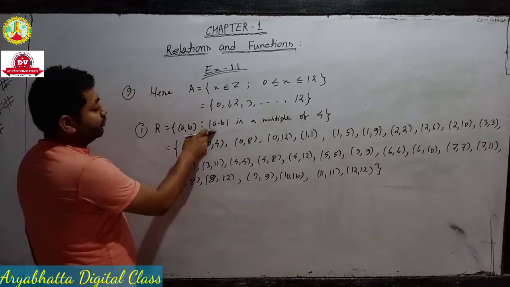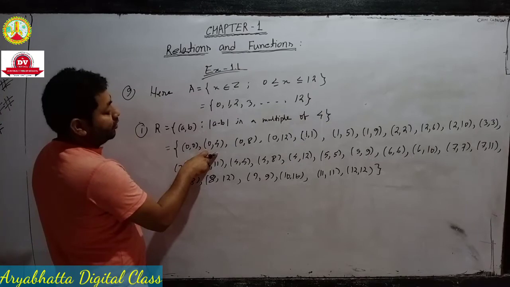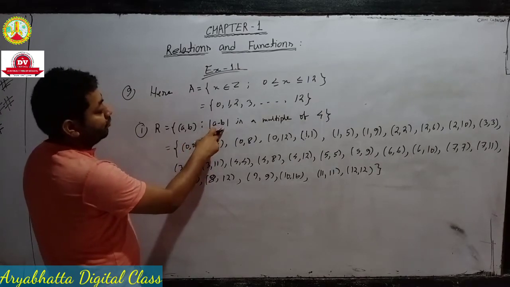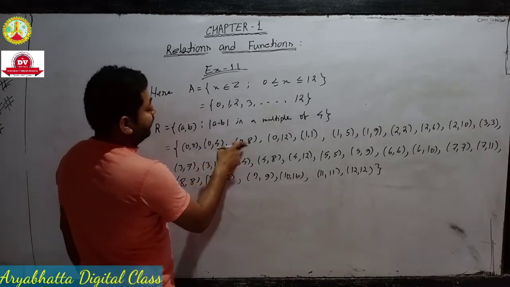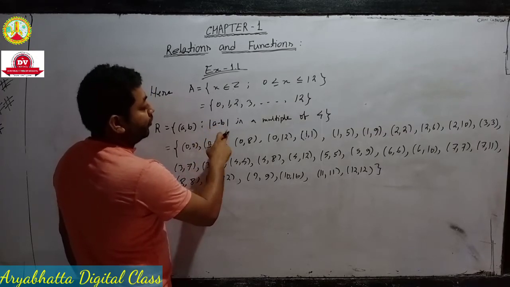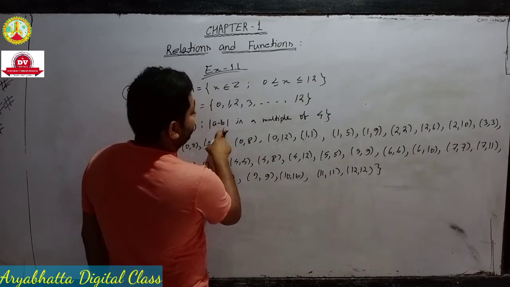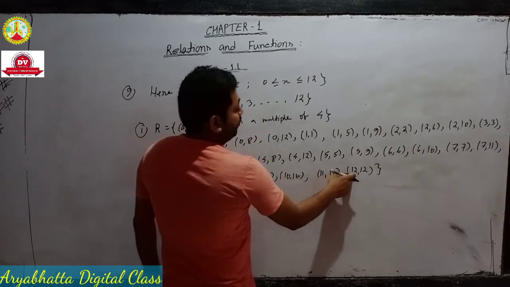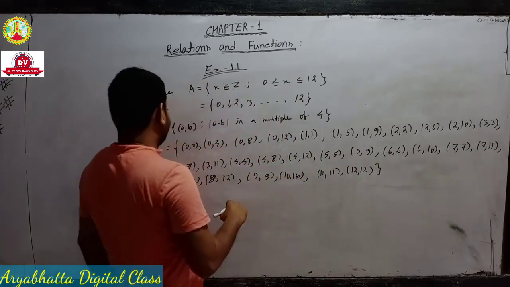(0, 0), because modulus 0 minus 0 is equal to 0, which is a multiple of 4. Ordered pair (0, 4), because modulus 0 minus 4 is equal to 4, which is a multiple of 4. (0, 8): modulus 0 minus 8 is equal to 8, which is a multiple of 4. (0, 12): modulus 0 minus 12 is equal to 12, which is a multiple of 4. (12, 12): 12 minus 12, modulus is 0, which is a multiple of 4.